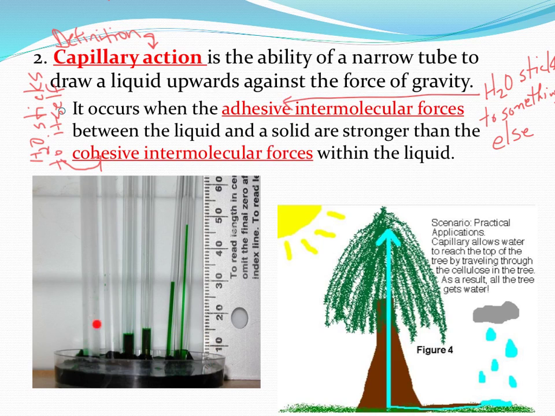Look at these different pictures. This is water with green food coloring in it, and we have different size tubes. The smaller the tube diameter, the higher the water has been able to pull itself up. So it's sticking to the walls of the tube, and then the cohesive hydrogen bonding has the water pull itself up.